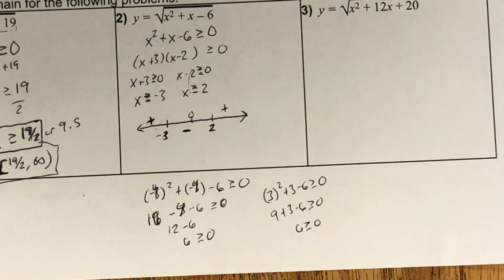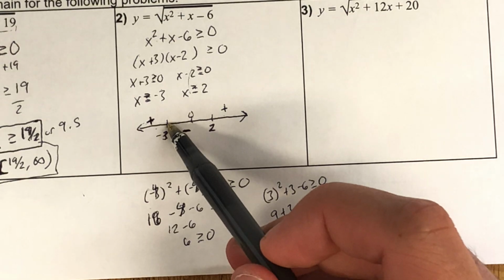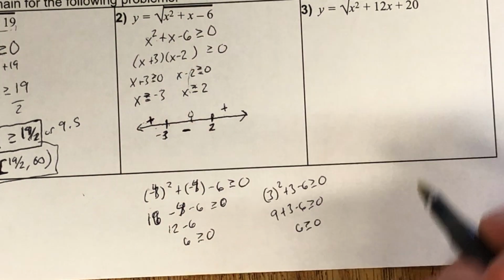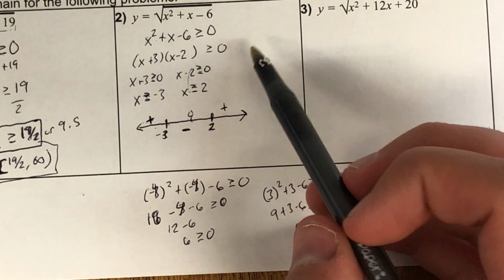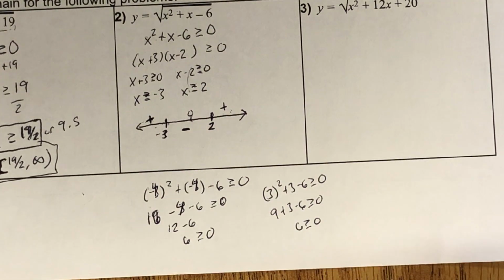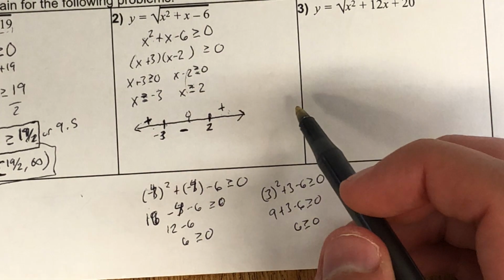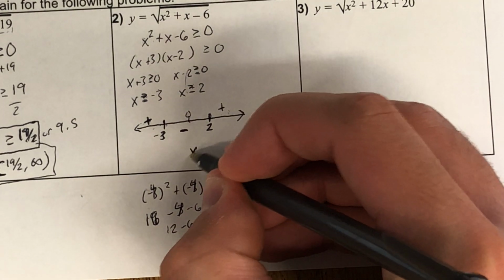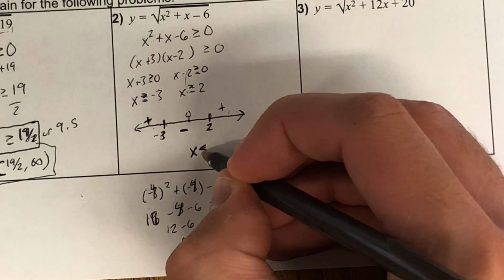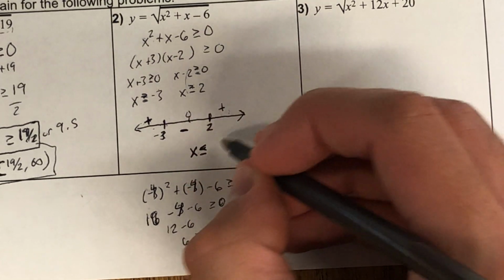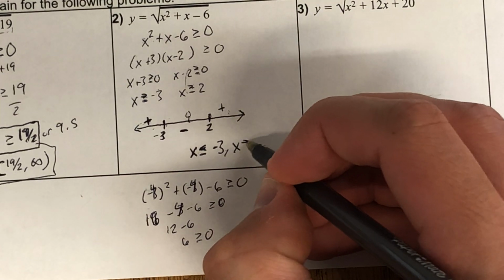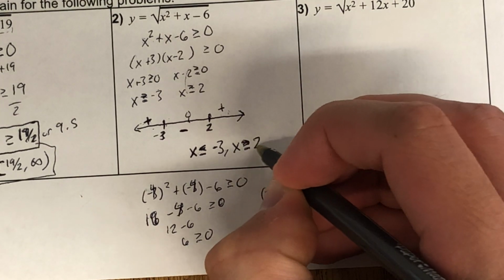So what I've determined is that any values less than or equal to -3 and greater than or equal to 2 will give me a positive under the square root, meaning those are the values in my domain. So the way I would express my domain is all x values less than or equal to -3, as well as all x values greater than or equal to 2.